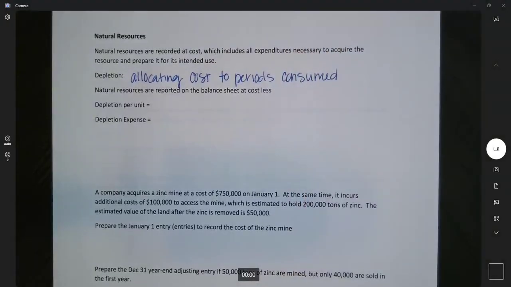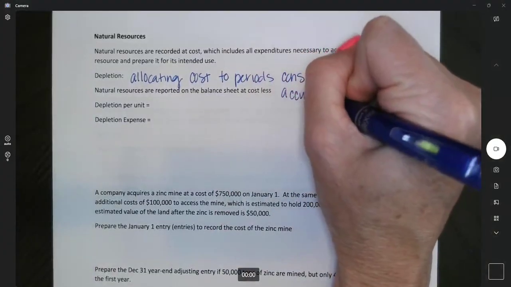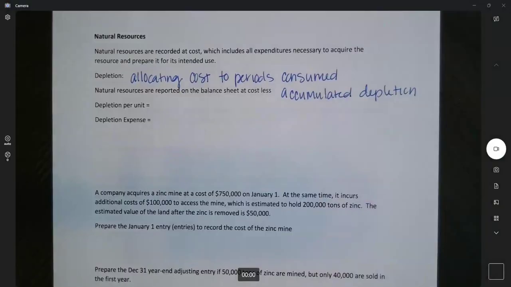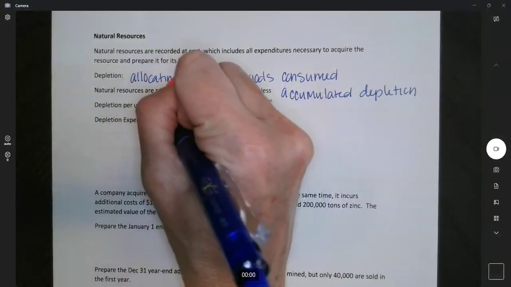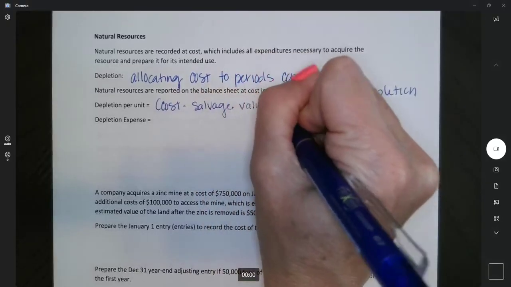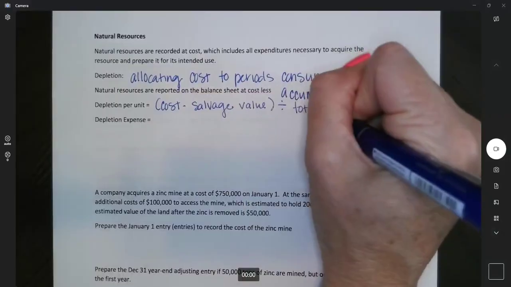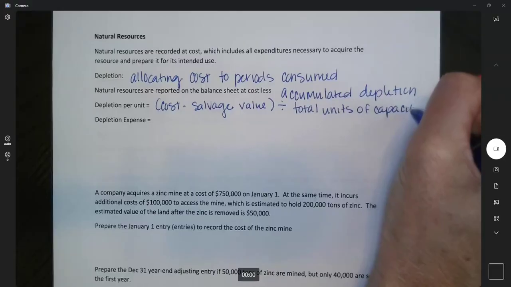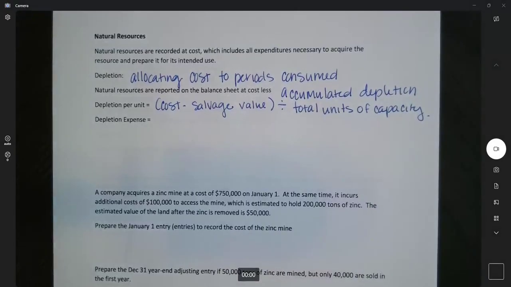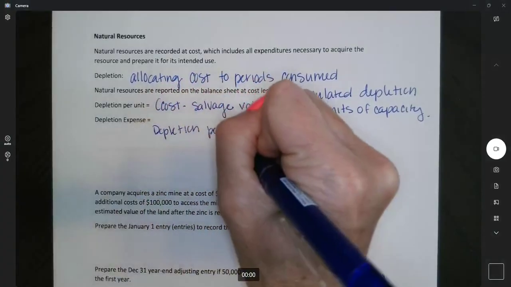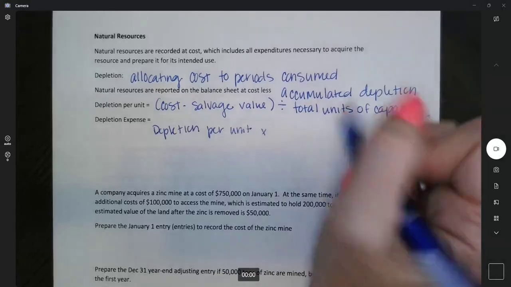Natural resources are reported on the balance sheet at cost less accumulated depletion. To determine depletion per unit, you're going to take cost minus salvage value divided by total units of capacity. Depletion expense itself is depletion per unit times the units extracted and sold.